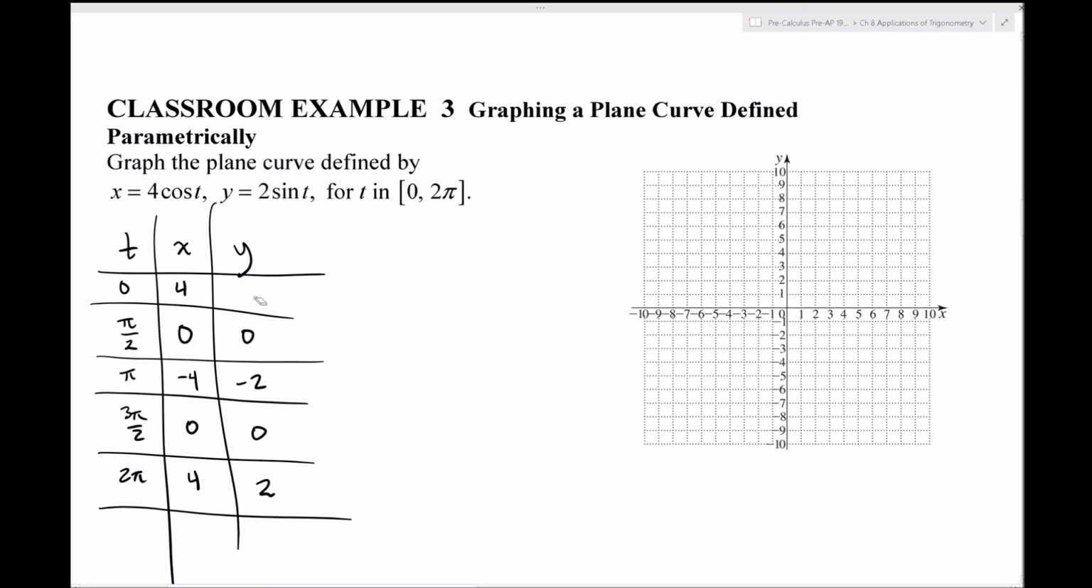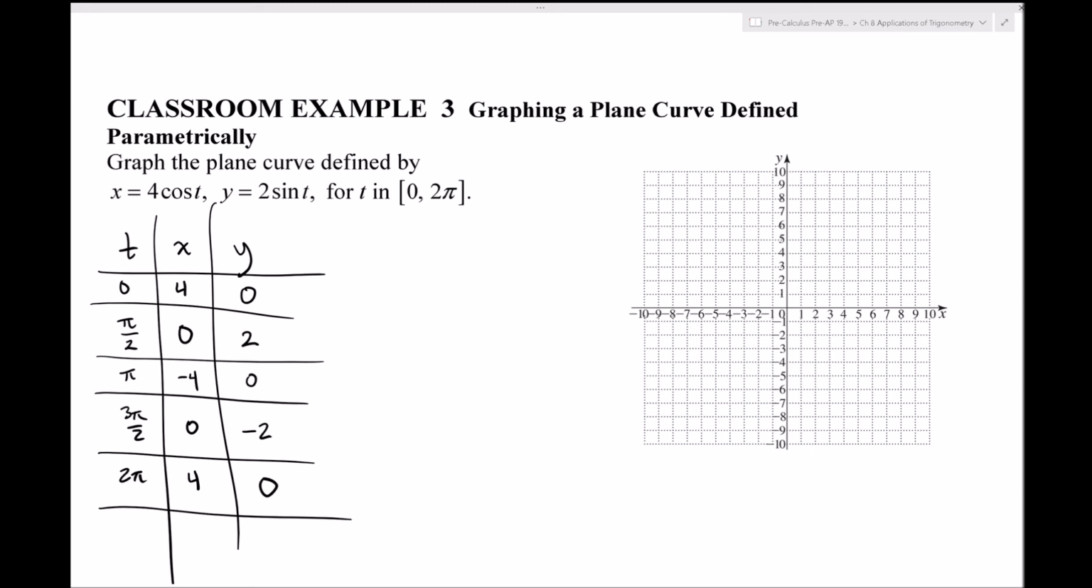No. Way off. I just completely contradicted myself. That is 0, 2, 0, negative 2, 0. Remember, sine starts at 0, and then you multiply everything by 2. Cosine starts at 1, and you multiply by, in this case, 4. I was still thinking cosine.